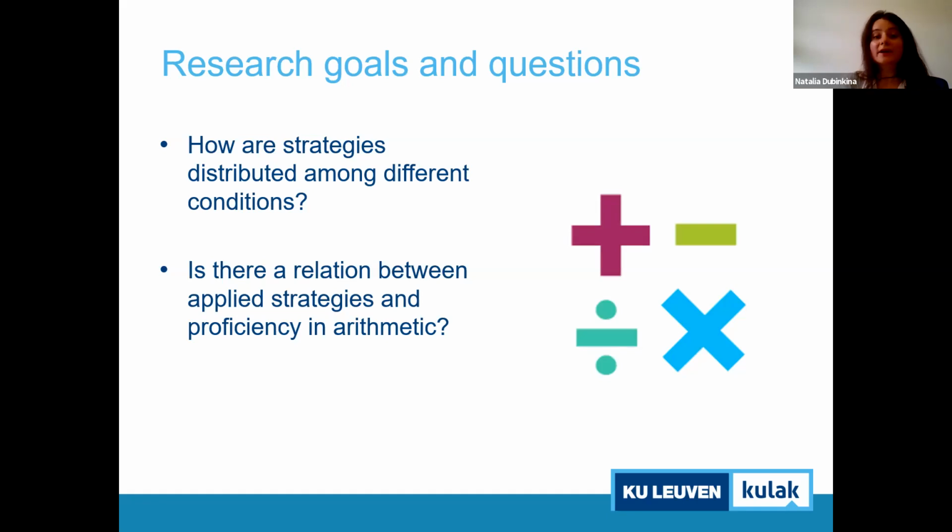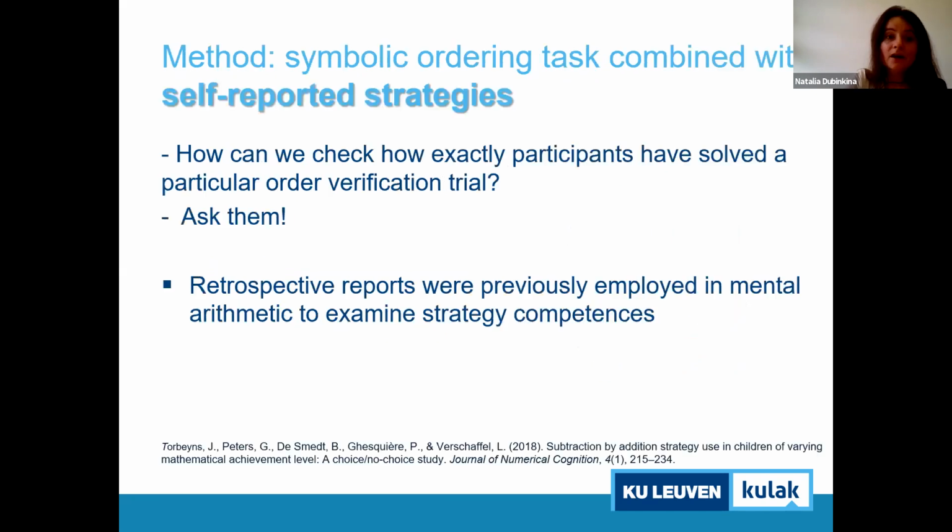Basically, we had 2 main questions: how possible strategies are distributed among different conditions, remember, we had 6 conditions in total, and how these applied strategies can be related to proficiency in arithmetic, since performance on this task is strongly related to arithmetic fluency in adults as well. So for this, we modified the task a little bit. We decided to use a self-reported strategy methodology, and basically asked participants how they thought they solved each particular trial.